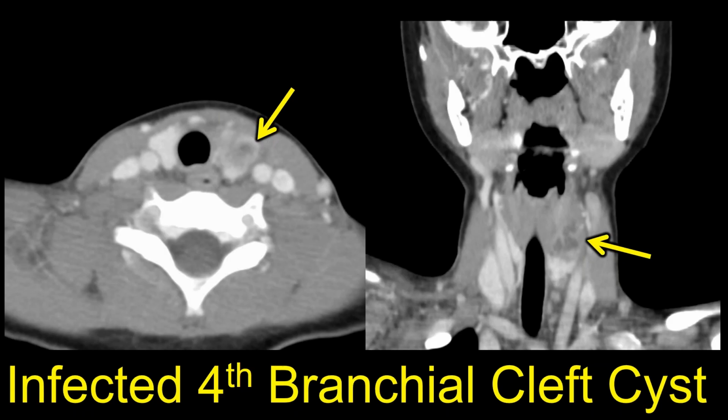Anytime we have inflammatory infectious changes, though, in the left lobe of the thyroid, we think about the infected fourth branchial cleft cyst, and the coronal and the sagittal sometimes are very nice to show that fluid collection going up or down.